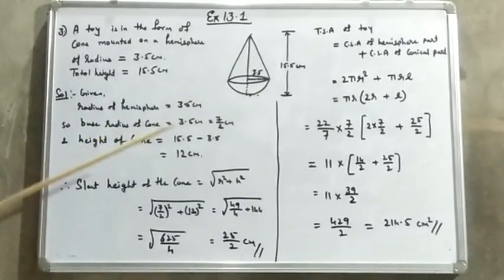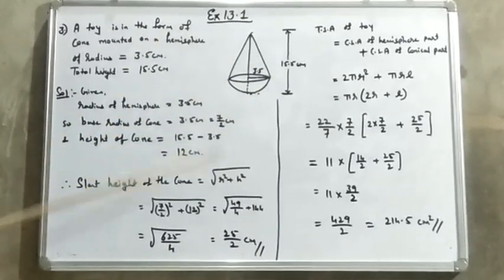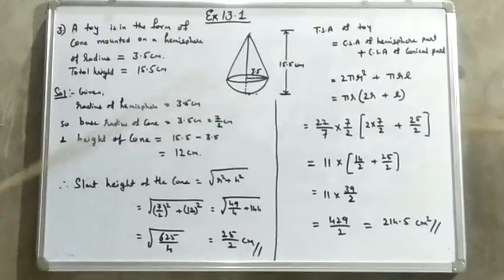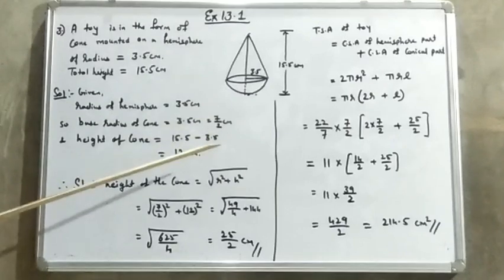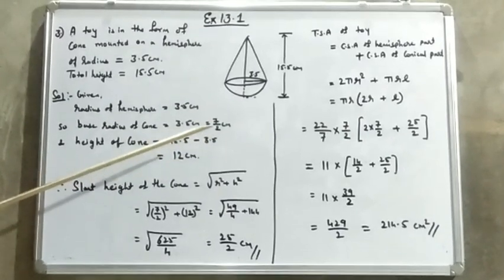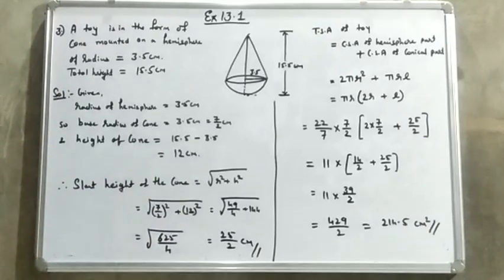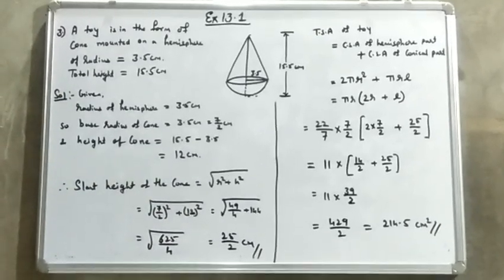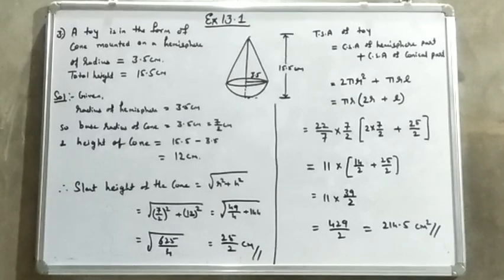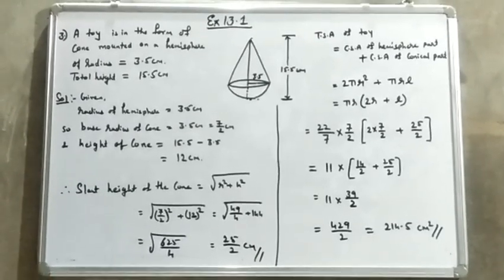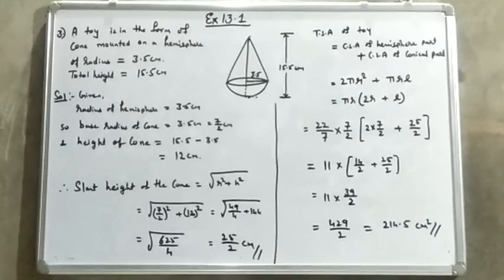I hope you understood. Since one particular shape is mounted on another, the radius is the same for both. The base radius of both the hemisphere and the cone are the same, and you have to proceed and find the answer in this way. Try to solve questions number 2 and 4 in your fair copy, and next we will proceed with question 5 in the next video. Thank you.